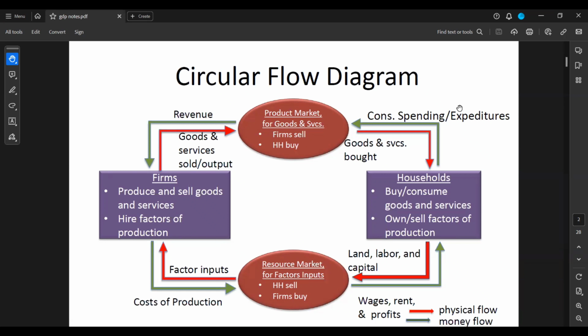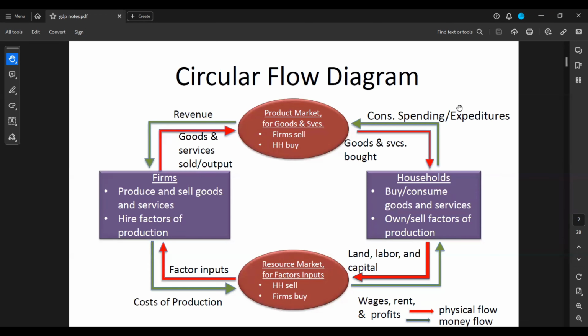Then we look at a circular flow diagram. This is a two-sector circular flow diagram that is closed. We should know that the red arrow symbolizes physical flow and the green arrow symbolizes money flow. We have two economic agents operating in this circular flow: the firms and the households. The firms produce and sell goods and services and hire the factors of production, which they get from the factor inputs they employ from the resource market.